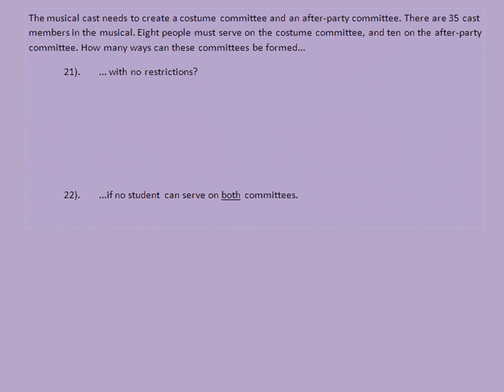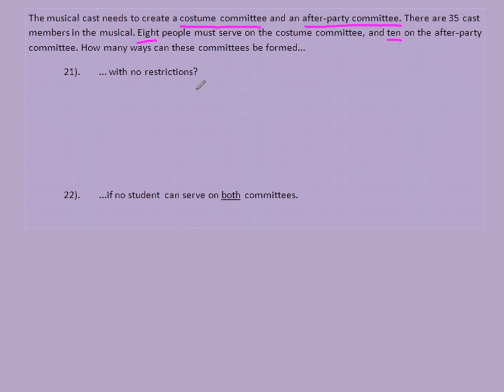Alright, now, part about the musical cast. This is where we might get a couple dealing with some cases versus some steps, all the above. So, first part here. We need to create 2 committees. We need a costume committee and an after-party committee. The costume committee has 8, and the after-party committee has 10 people. So, there are no restrictions, first off, in the first idea. How many ways can the committees be formed?